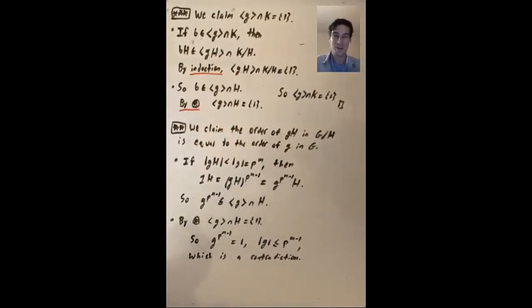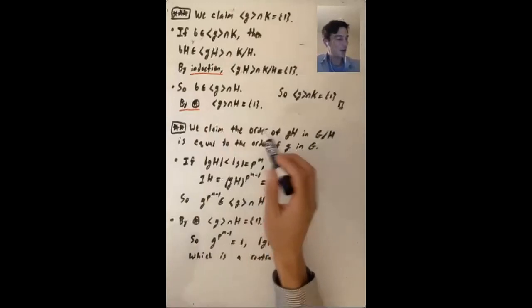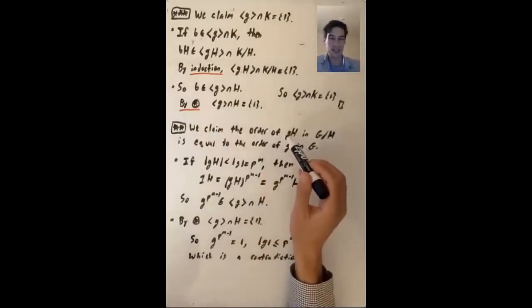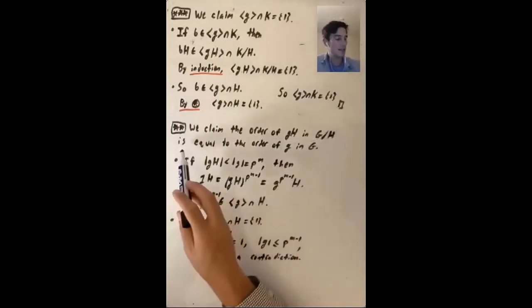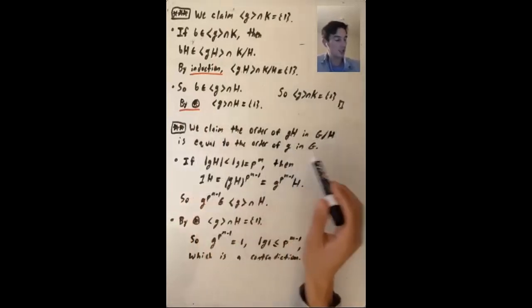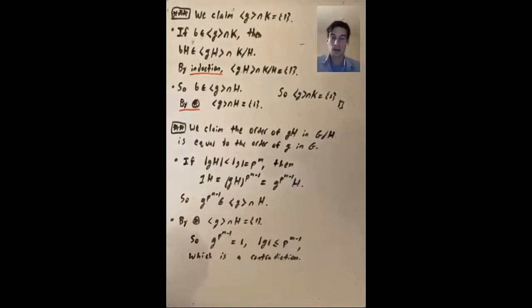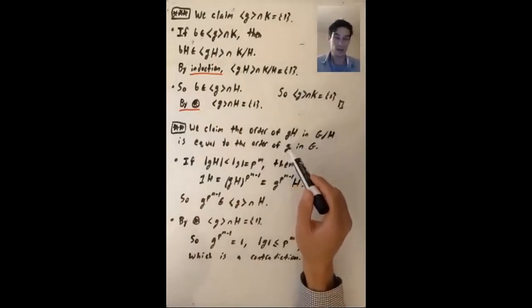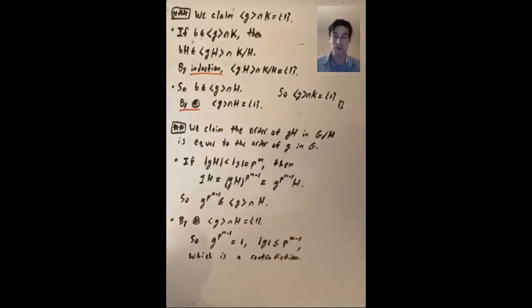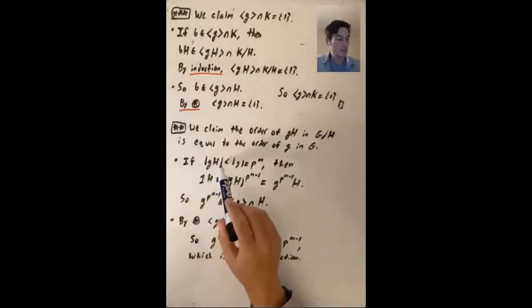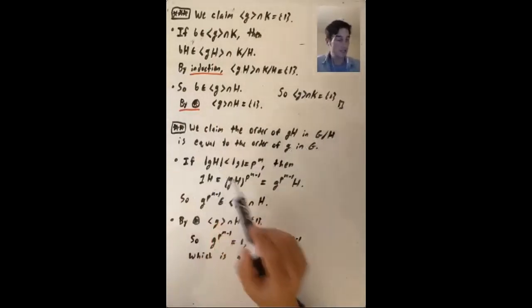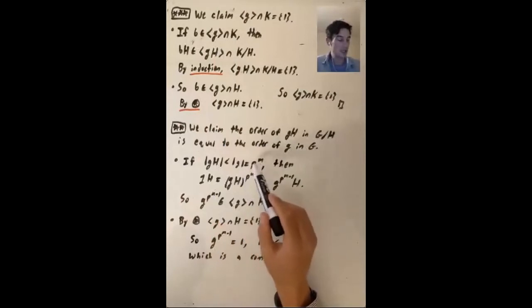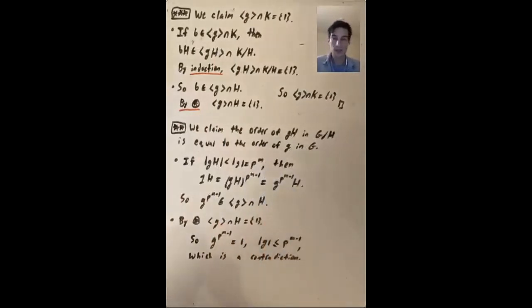Okay, what about star star? This second claim was that the order of the left coset of H containing little g in G mod H is equal to the order of little g in G. So how are we going to prove this? We're going to suppose that the order was smaller than p to the m, the order of g, and we're going to see that there's a problem. So if the order of this coset is less than p to the m, then what does that mean?